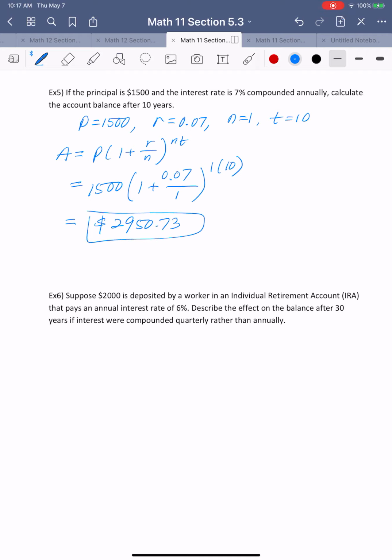And then number 6, suppose $2,000 is deposited by a worker in an individual retirement account, IRA, that pays an annual interest rate of 6%. Describe the effects on the balance after 30 years if the interest were compounded quarterly rather than annually. Okay, so P equal to $2,000, the interest rate is 6%, and N equal to quarterly, which is 4, and for 30 years.